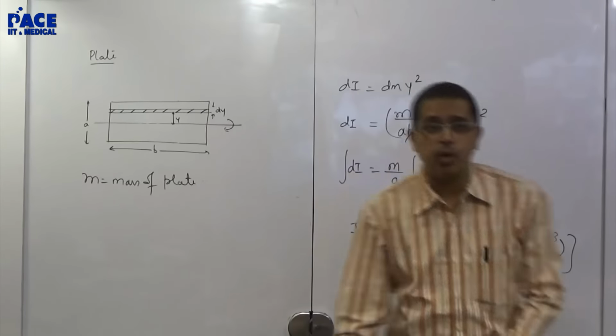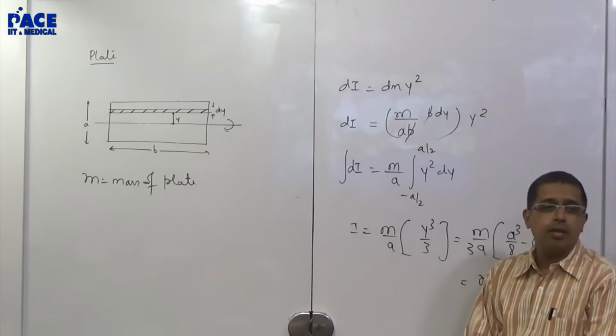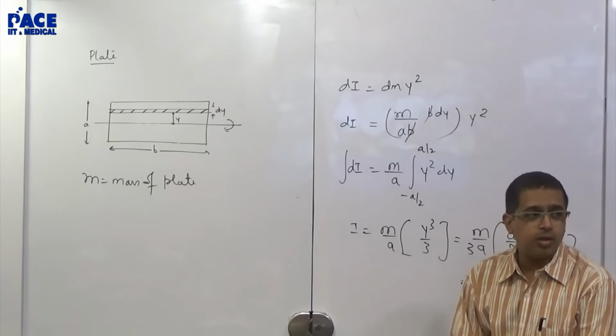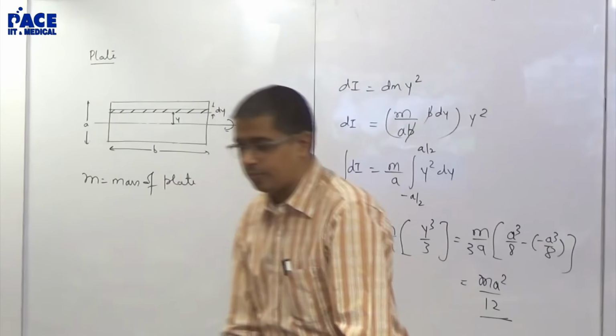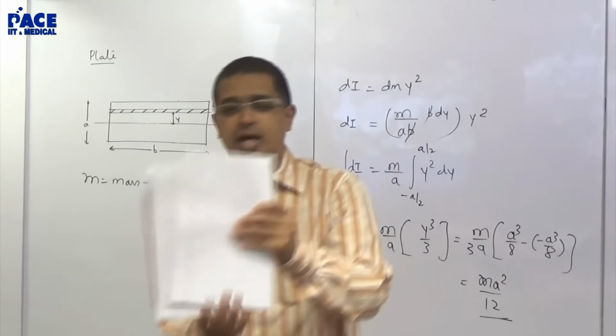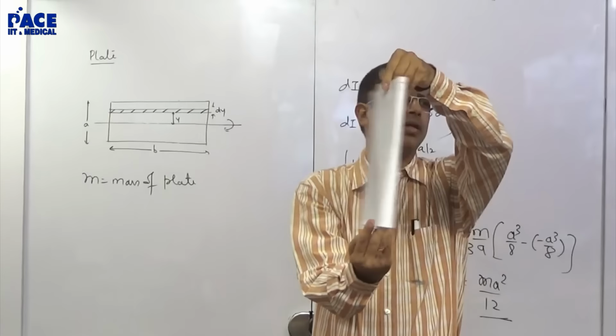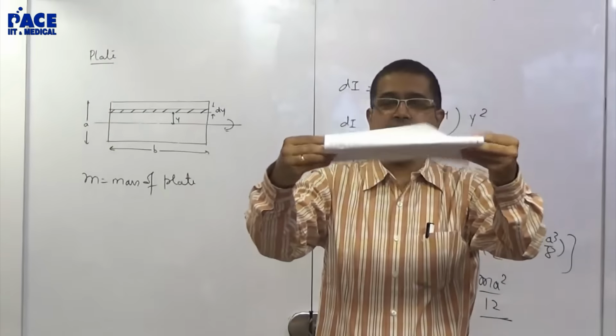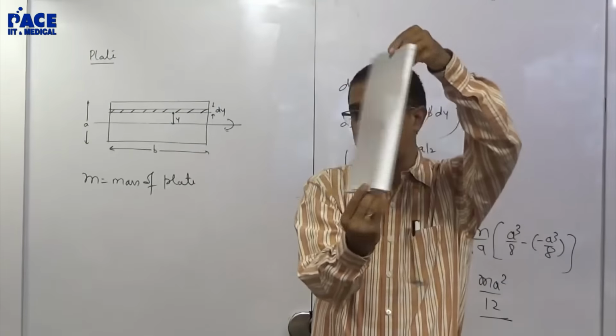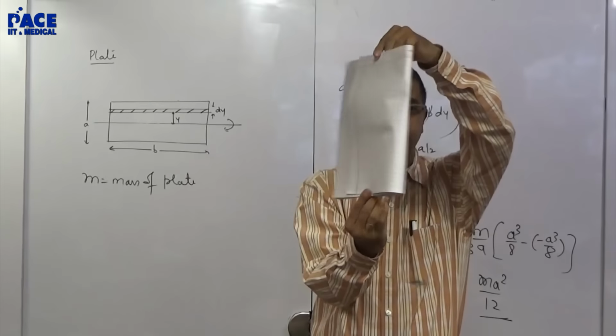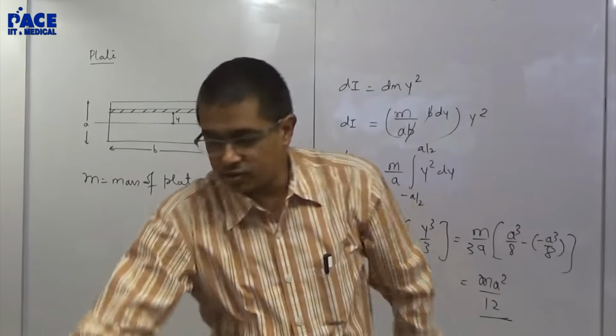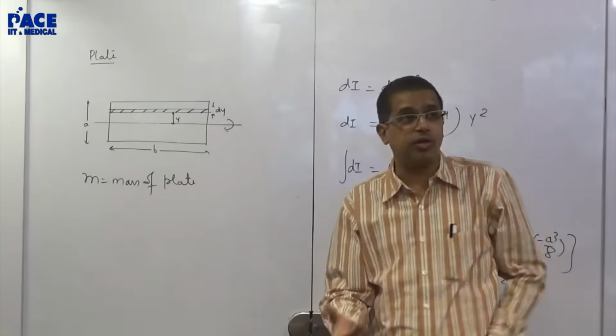What will be the next problem? I will ask you the moment of inertia about the other axis. You calculated about this, it is m a square by 12. About this, what should you get? Wonderful, you should get m b square by 12. Make it fast. You know the question, you know the answer.